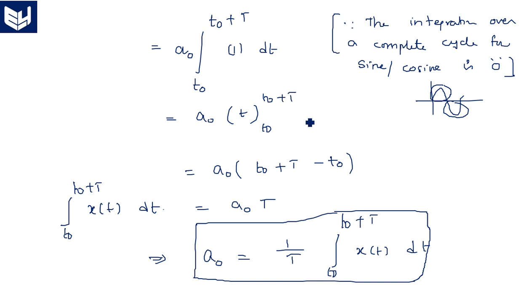So a naught we got as a naught is equal to 1 by the fundamental time period capital T, integral t naught to t naught plus capital T x of t dt. So this is a naught. Now, in a similar way, we need to find out a n and b n also. This evaluation of Fourier coefficients is important, because in problems, one signal x of t will be given to you, and you need to find the Fourier coefficients and the expansion of x of t.